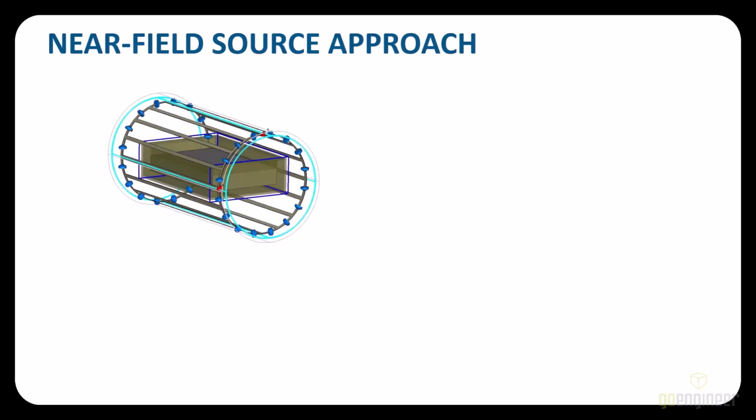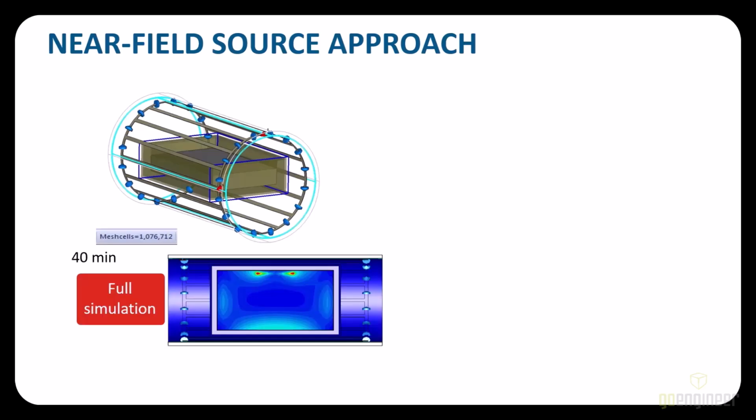In the first case, we place the phantom with the implant embedded inside the RF birdcage coil and run the full 3D electromagnetic simulation, which takes about 40 minutes to run on a reasonable workstation to solve about 1 million mesh cells in the time domain solver.